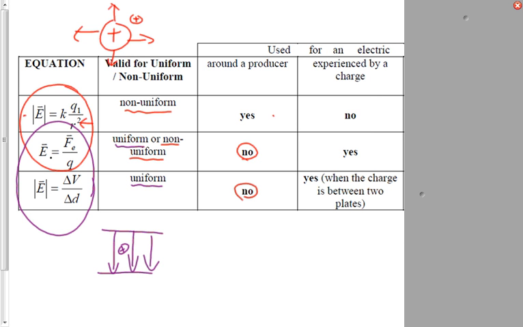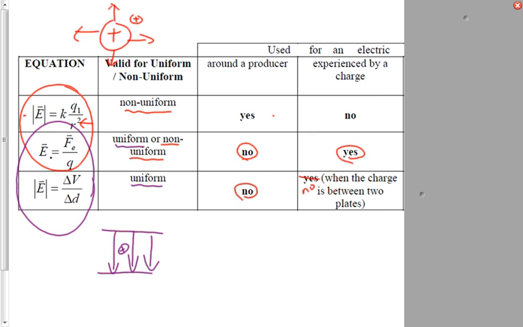Can you use the first one for an experiencer? No. The second one, yes. And the third one, really I should say no there. You can use it in conjunction with the experiencer equation. But it's for producers, right? The parallel plate producers.